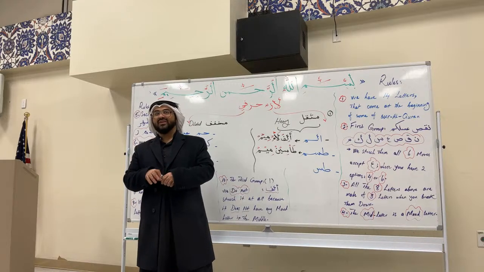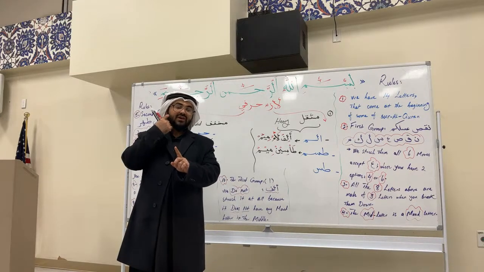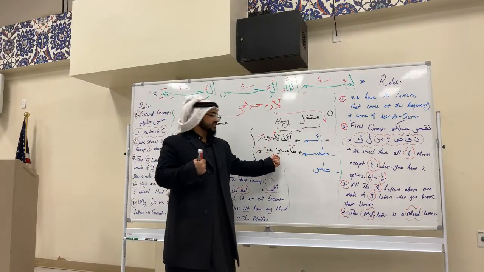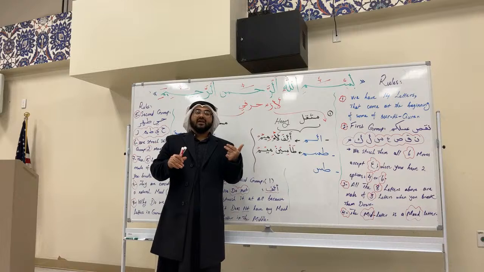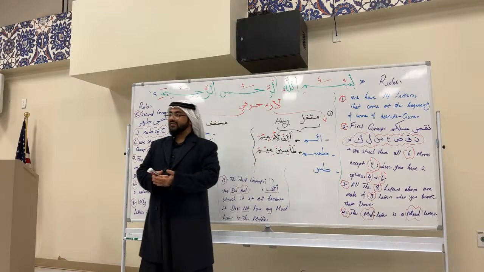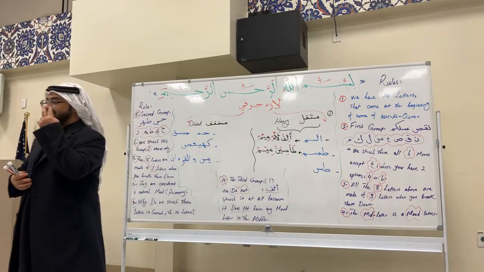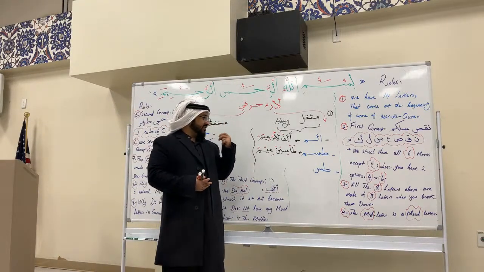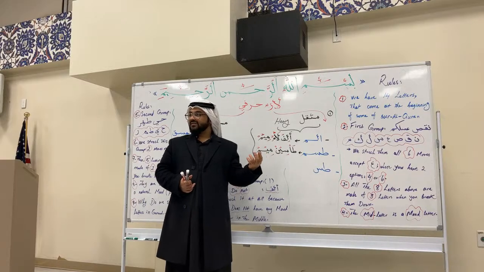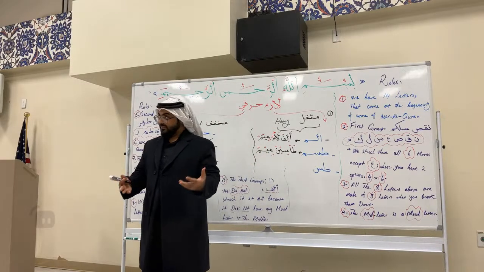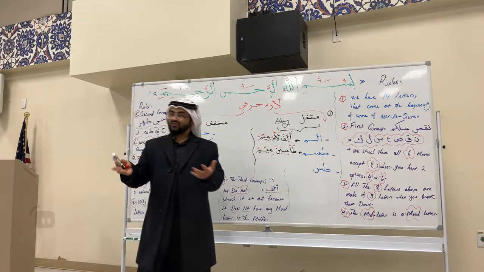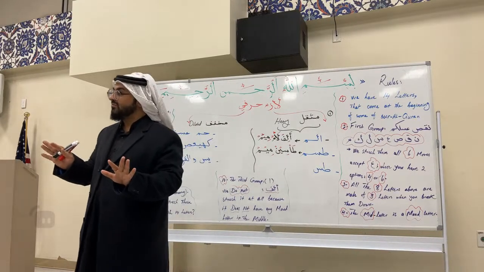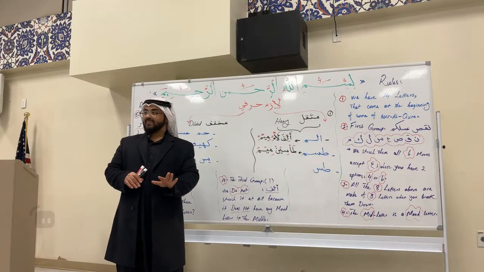The reason for the idgham: متقاربان, because the noon is from the palate and the meem from the lips. So that's متقاربان. Why are they heavy? They're both having what? غنة. Because of the ghunnah, that's why the idgham is heavy. That's one of the reasons. Some of the idgham letters don't have غنة, but they still have idgham.